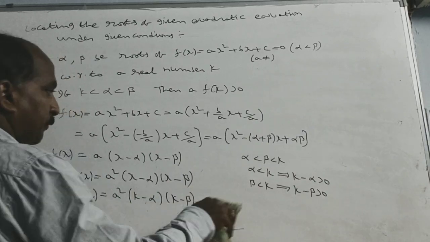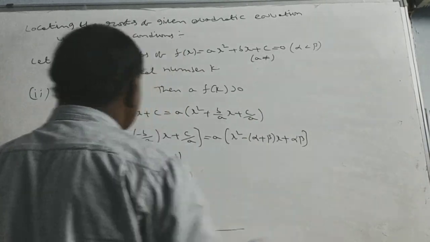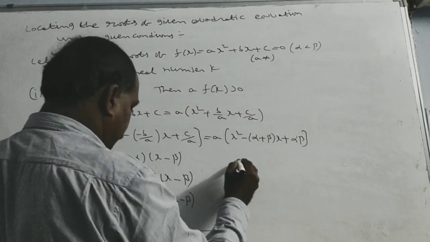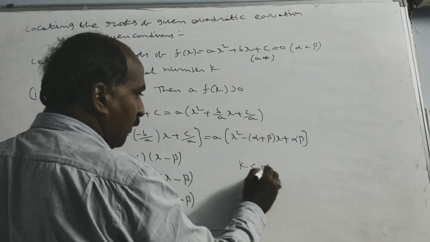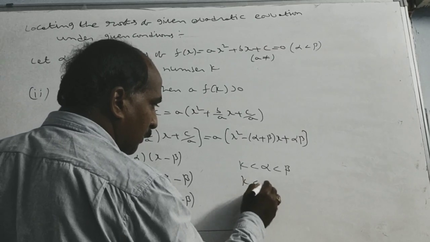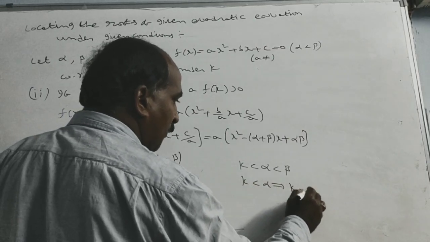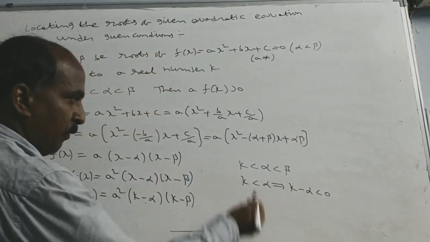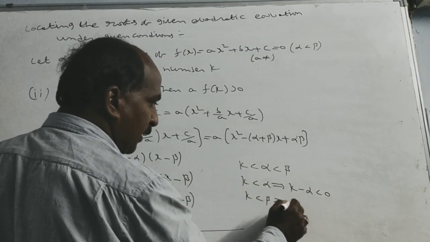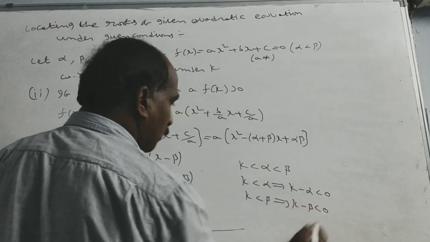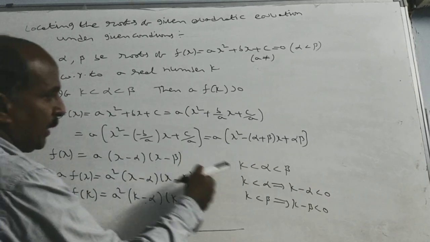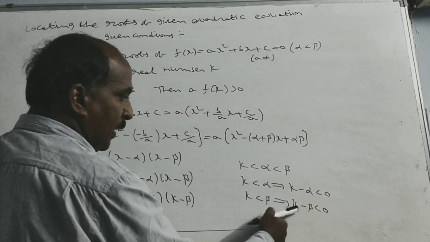From this result, here we take k less than alpha less than beta. If we take k less than alpha, it implies k minus alpha is negative. If we take k less than beta, then we get k minus beta is negative. So if we take k less than alpha less than beta, then k minus alpha is negative and k minus beta is negative.